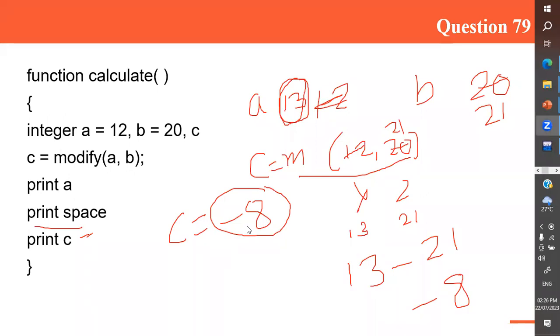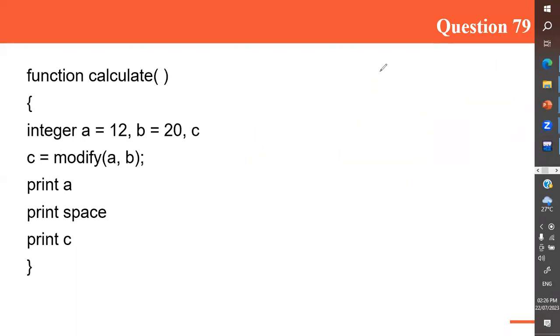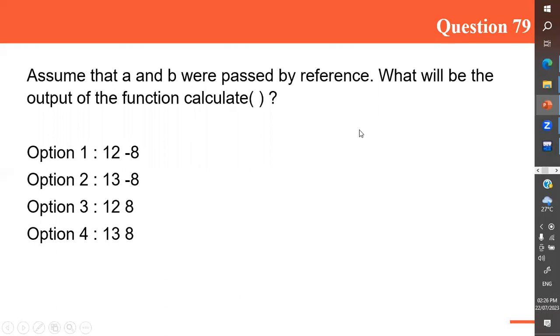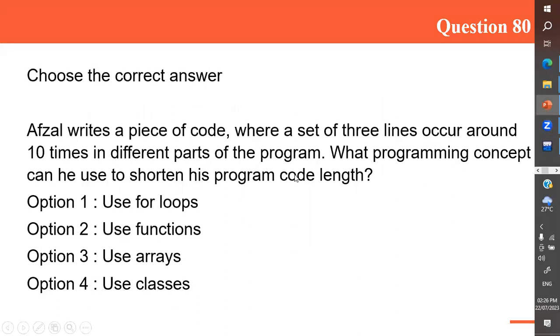Okay. Cool. Understood, everyone? If it is passed by value, nothing else will change. A will remain 12, B will remain 20. But Y and Z will become 13 and 21 in passed by value. Okay, Sanjana. As it is passed by reference, the original values got modified. If it is passed by value, original values remain same after it modifies. That's the difference between passed by value and passed by reference. Answer is 13, minus 8. I hope everyone understood this. Cool. Going for the next one. One more question. Just see this.